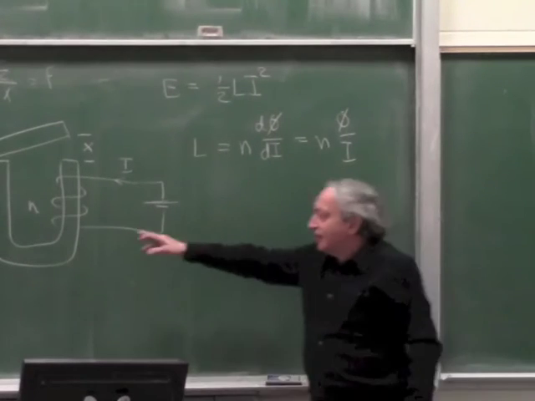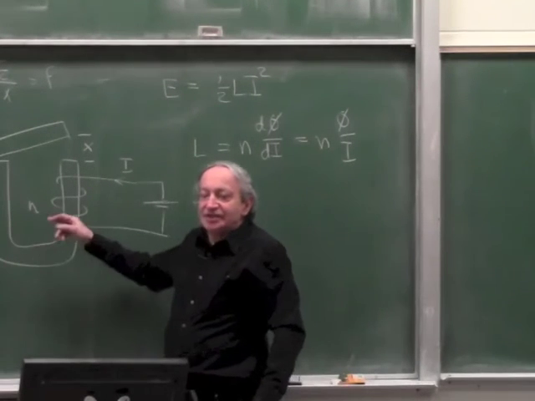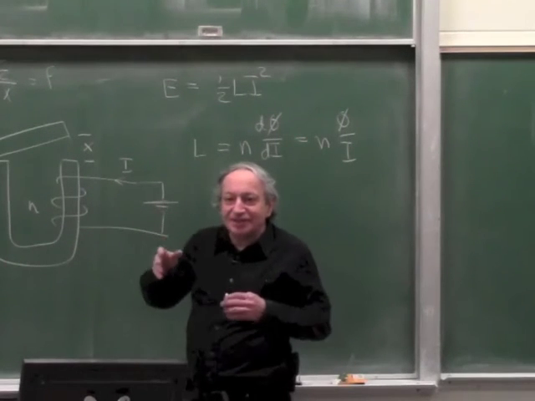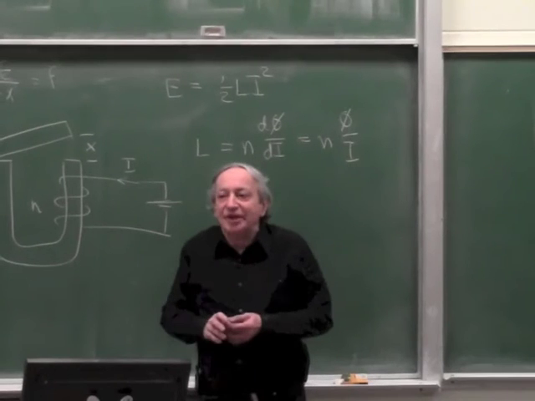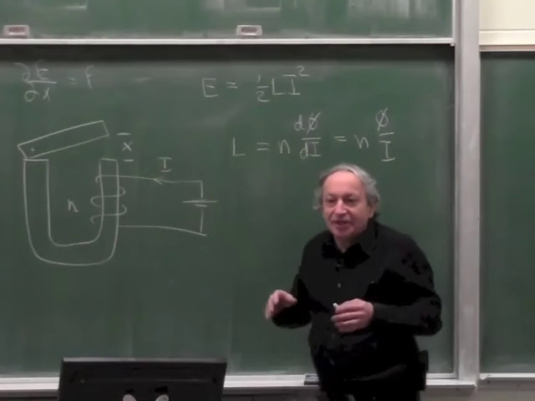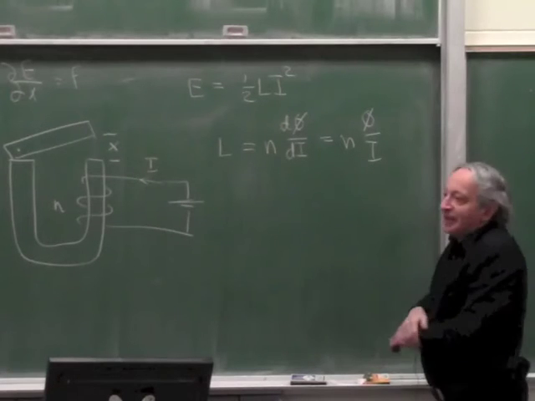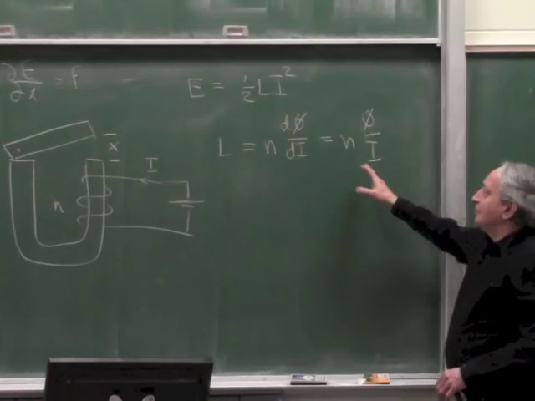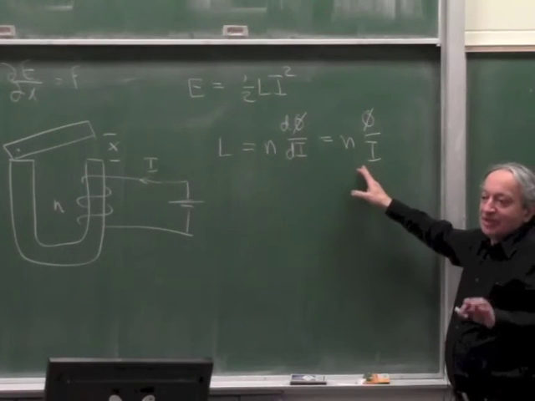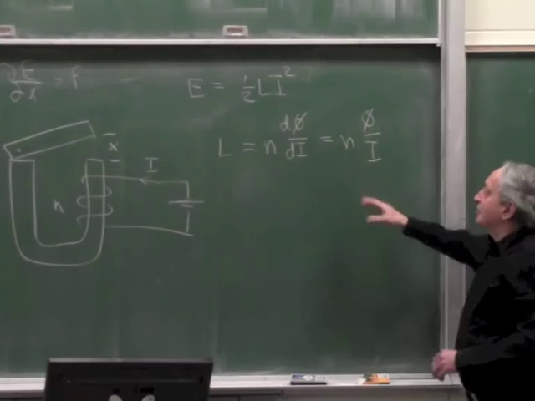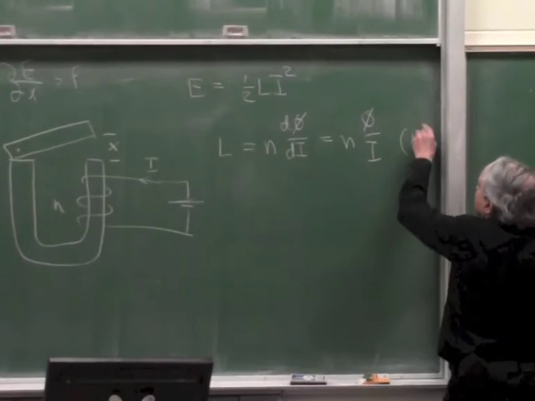For example, if this saturates, the ratio is not constant, because the phi is changing in a non-linear way with current. But in the linear range, you can just take the total phi divided by total I. Remember, this is a definition, not a formula. Somebody just decided that's how inductance should be defined. The unit of it is Henry.